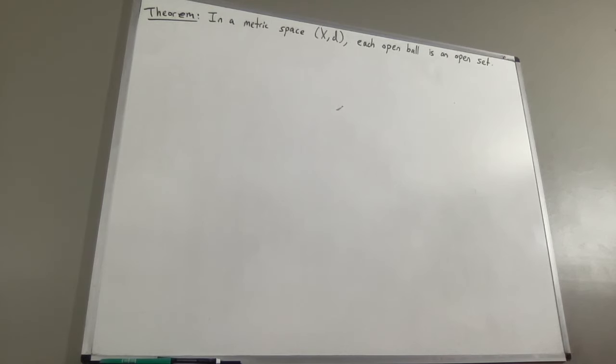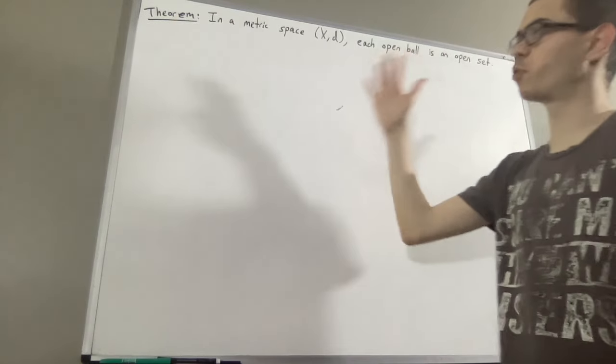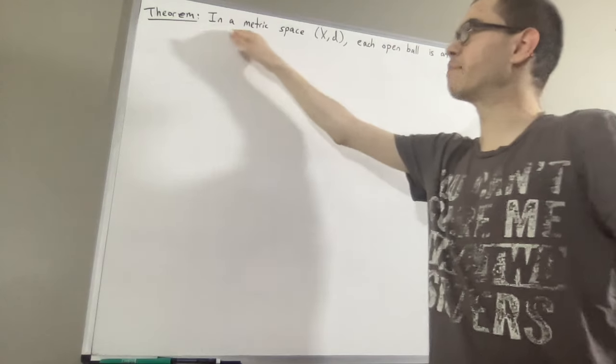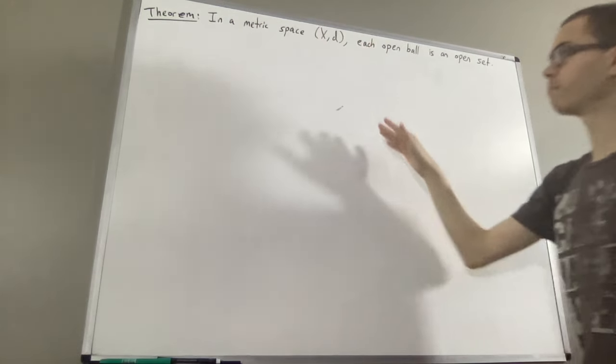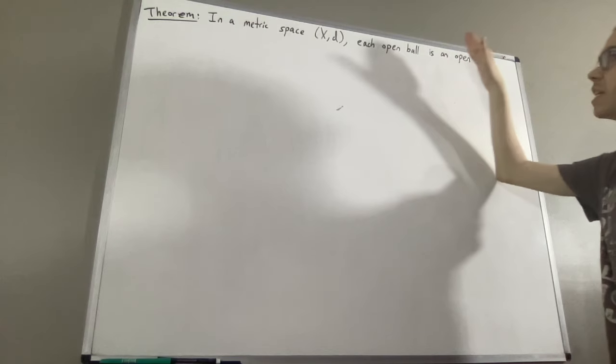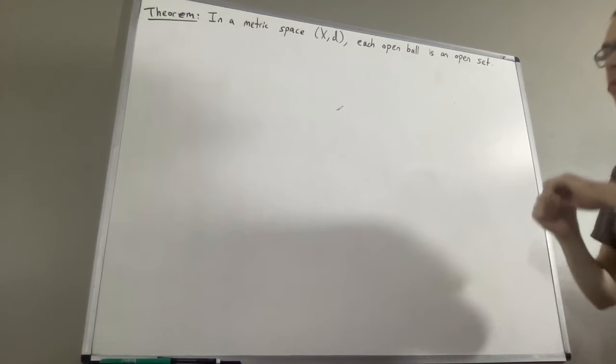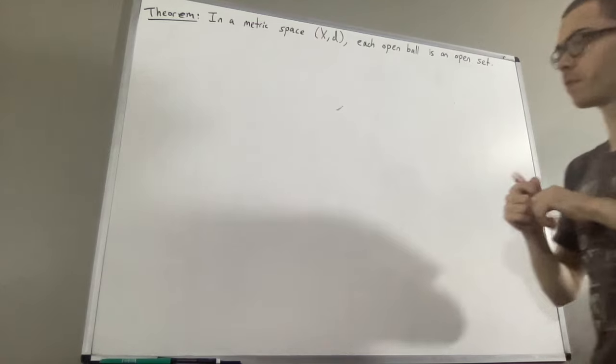Hello! In this video, we are going to prove the following theorem. In a metric space (X, d), each open ball is an open set. So let's first remind ourselves of some definitions.